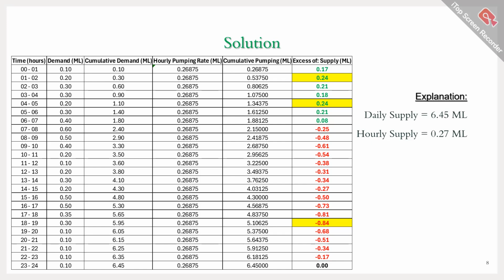Okay, so what do positive values mean? Positive values mean supply is more than the demand. So for the green values, up to the 7th hour, the cumulative demand is less than the cumulative supply. But beyond the 7th hour, starting from the 8th hour, the excess supply becomes negative. That means the demand is becoming more than the supply. So that's why we have marked this in red. Okay, clear so far?